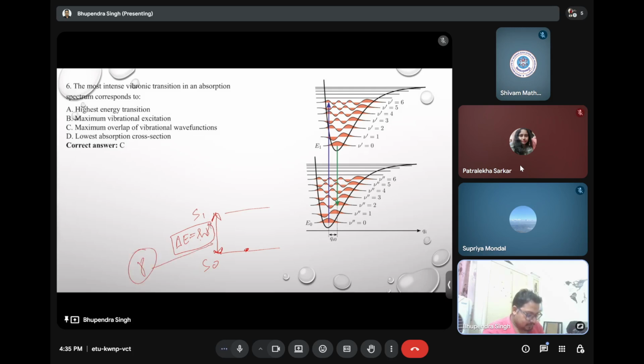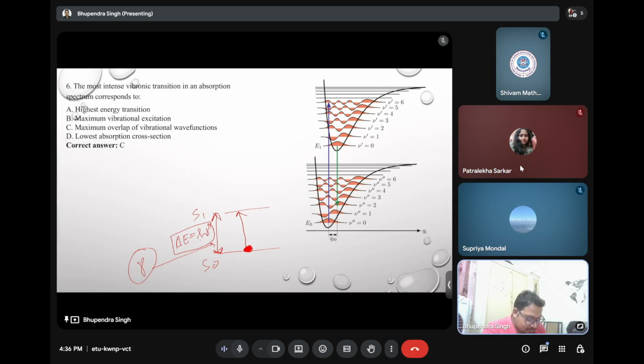So this molecule will go to the excited state. Anyway, we always say that the molecule is going to the higher excited state. Actually, the molecule is not going to the excited state. The electron is actually going to the excited state.